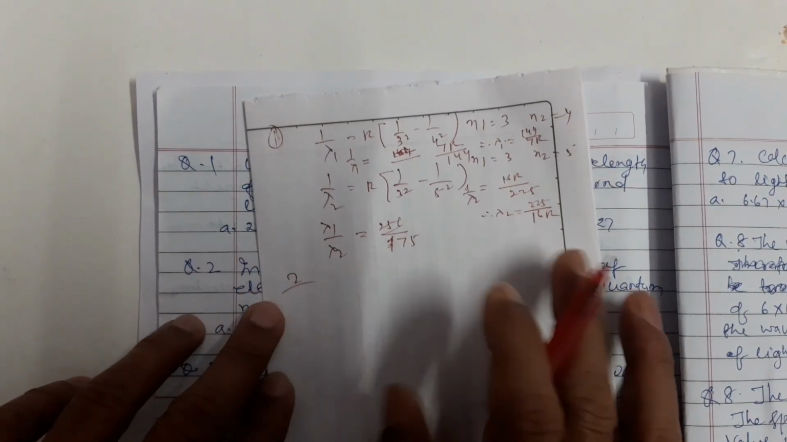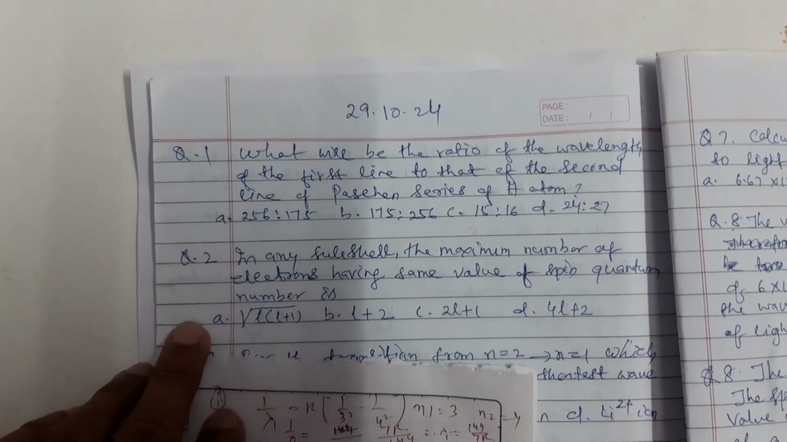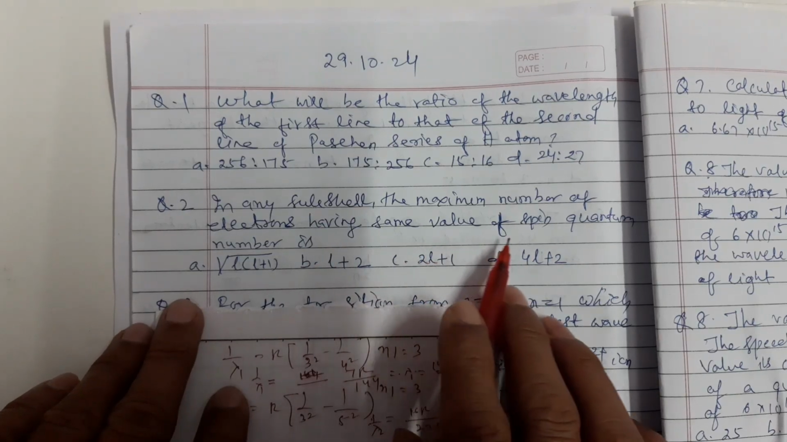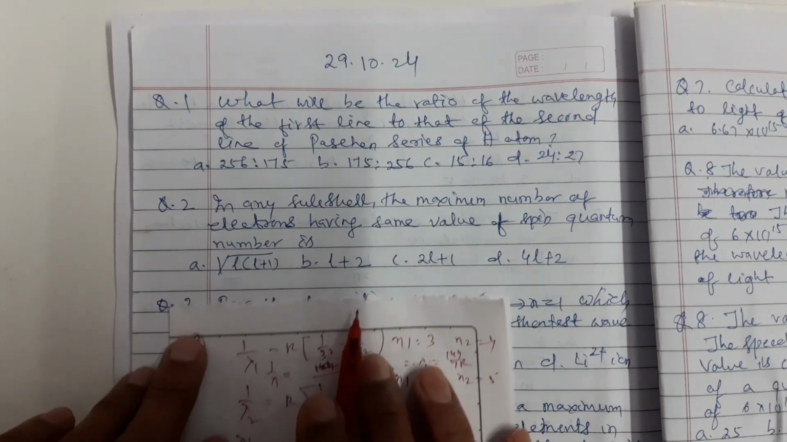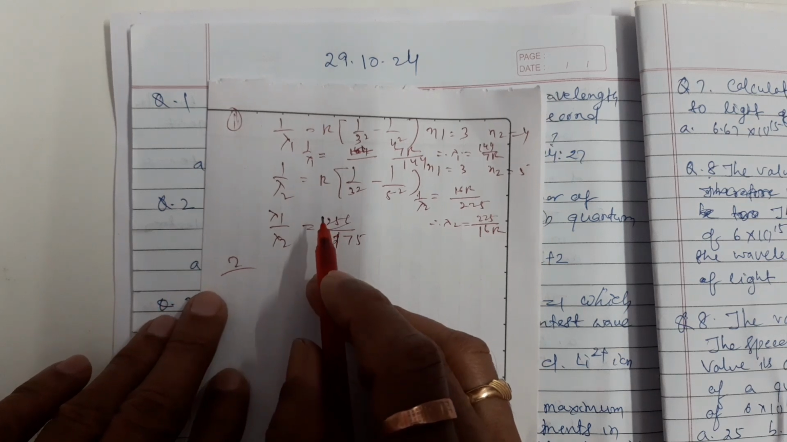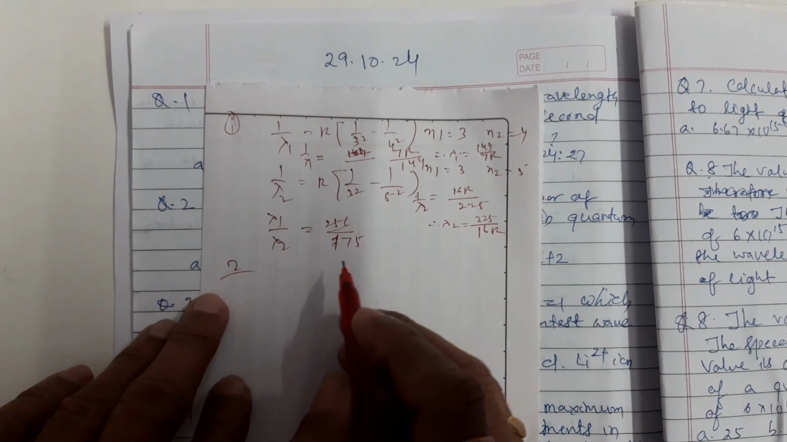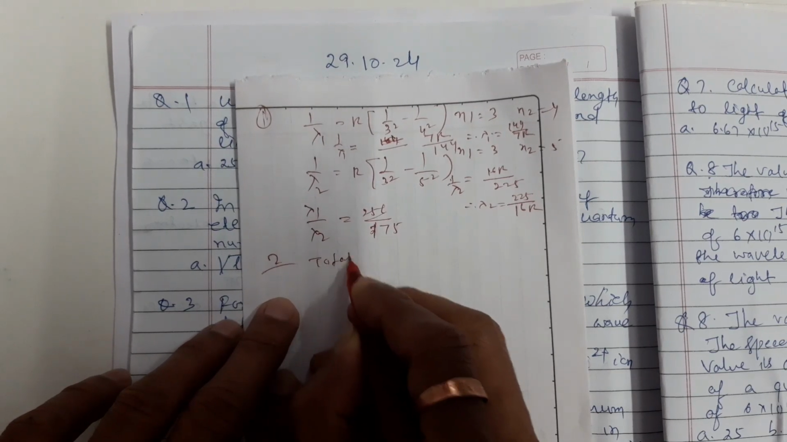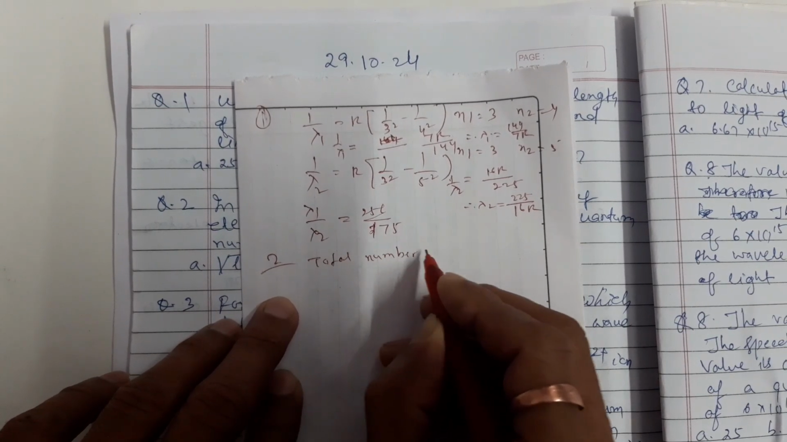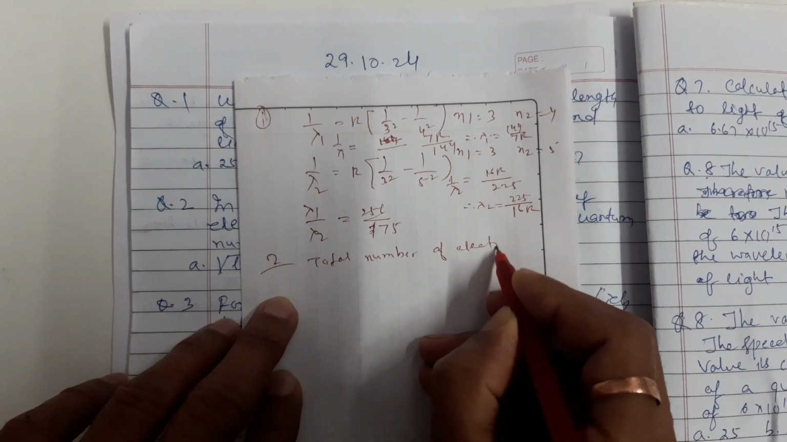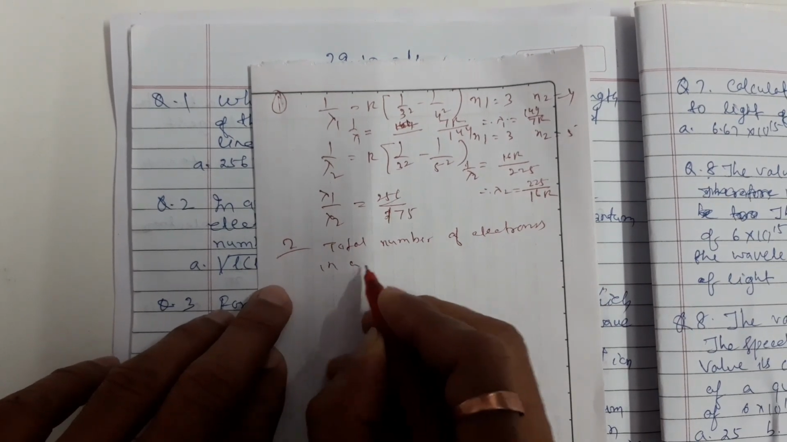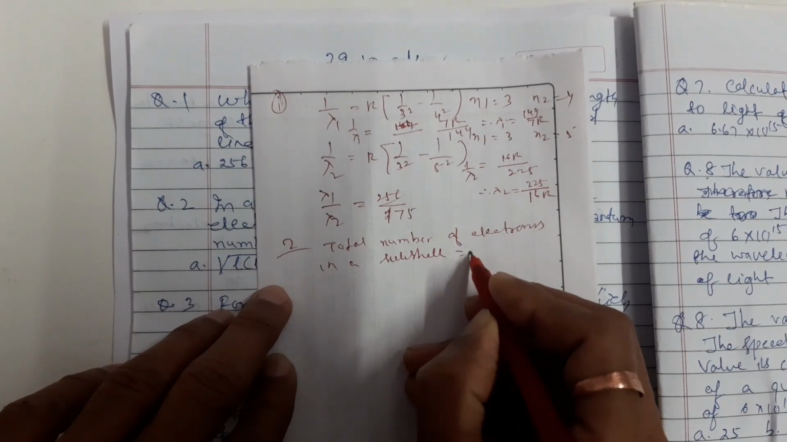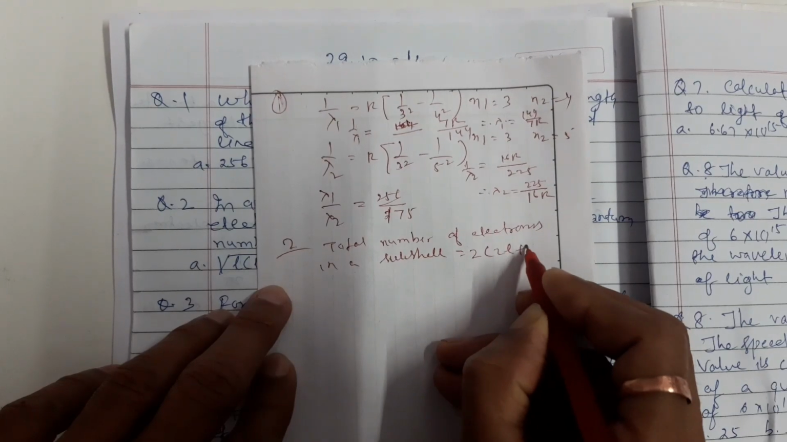Next, second question: in any subshell, the maximum number of electrons having the same value of spin quantum number is what? So question number 2, you see: the total number of electrons in a subshell is equal to 2 into (2l plus 1).